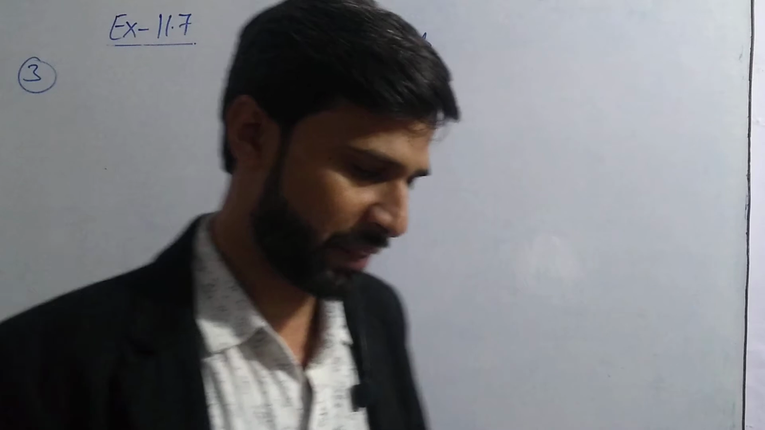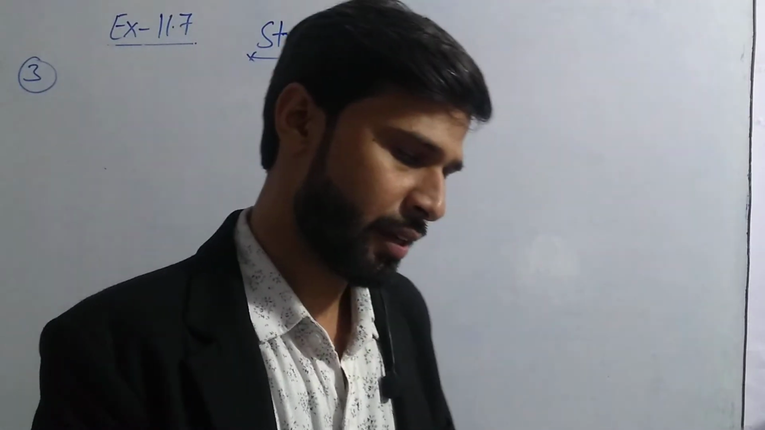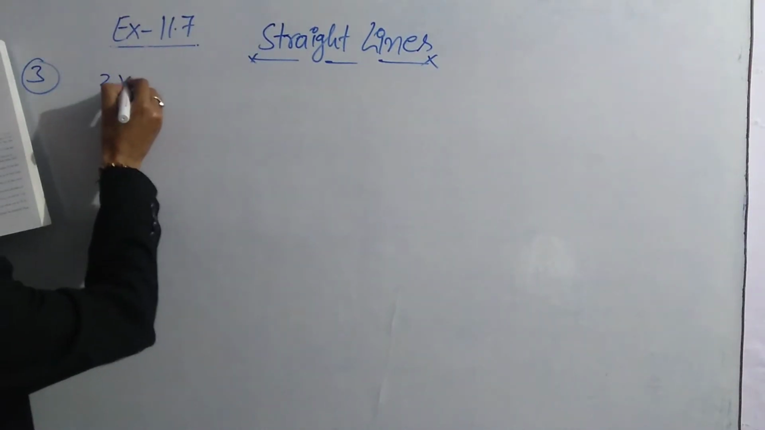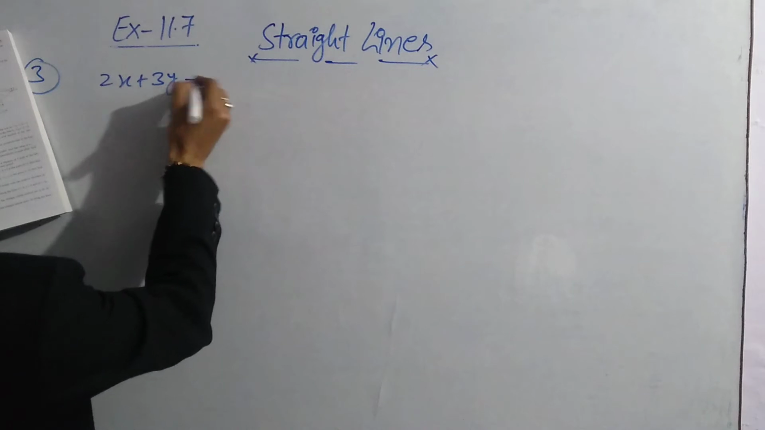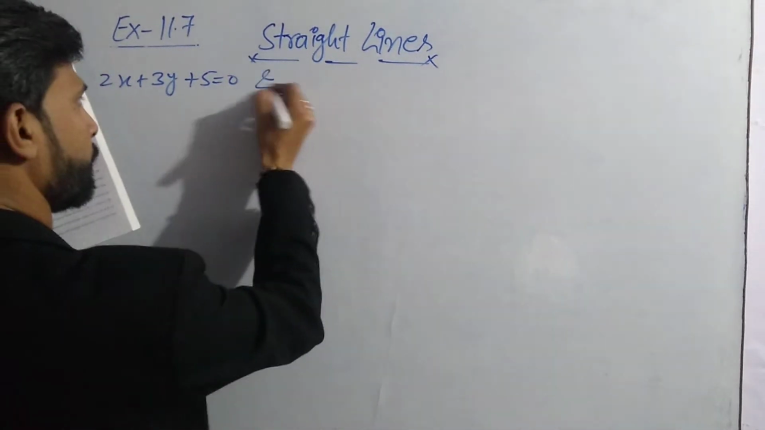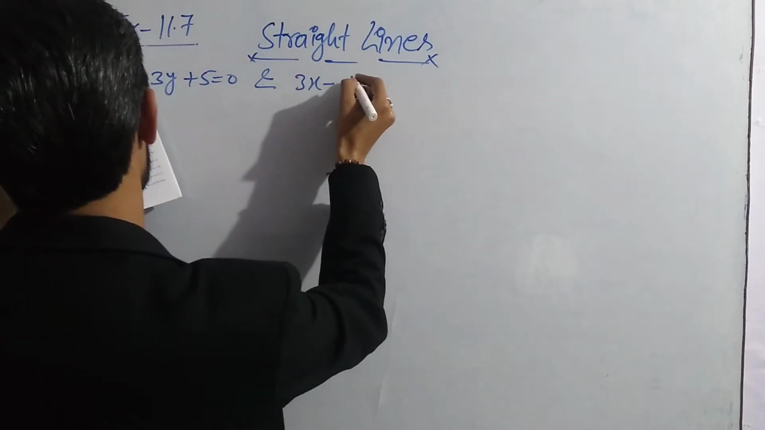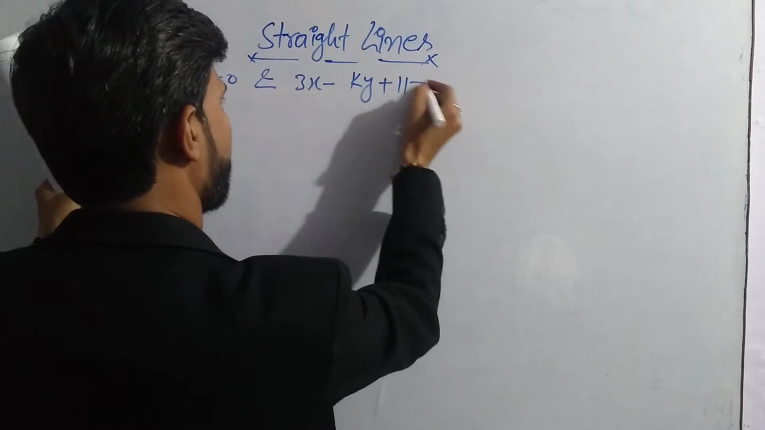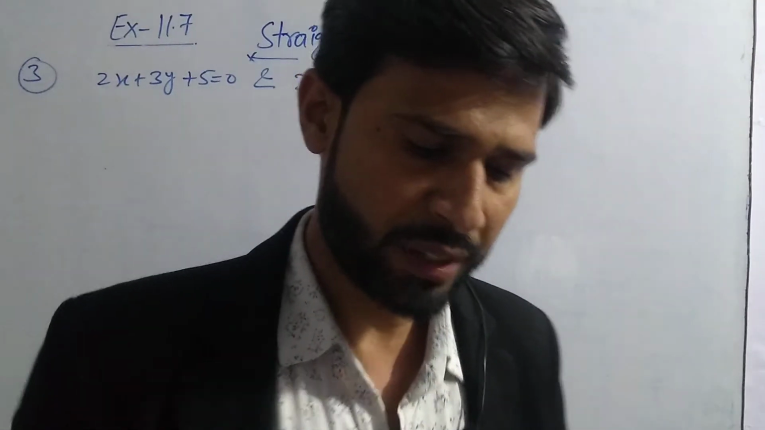Question number third from exercise 11.7. Now first part of the question is, if the line 2x plus 3y plus 5 is equals to 0 and 3x minus ky plus 11 is equals to 0 are parallel, then find the value of k.